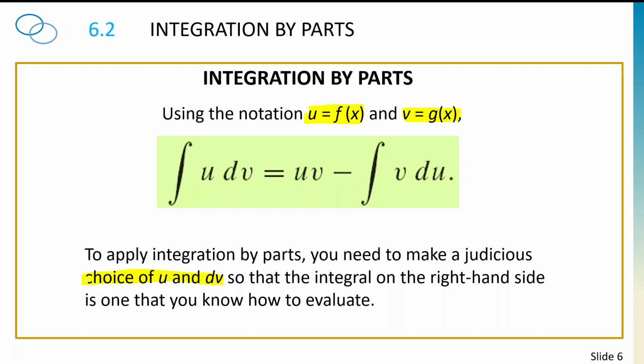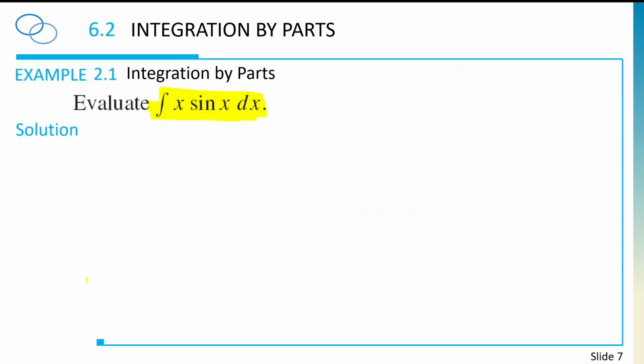Let's practice this rule and see how we can decide which one is u and which one is dv. The first example here, example 2.1, is a very famous type of question where we always use integration by parts. This question usually has a combination of a trig function like sine or cosine, and an algebraic expression like x squared or x to the power 3. For this type of question, we always use integration by parts.